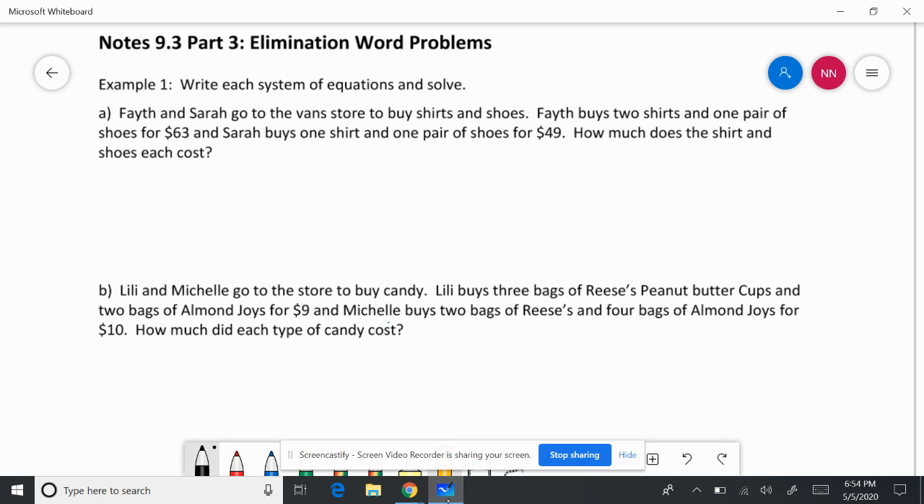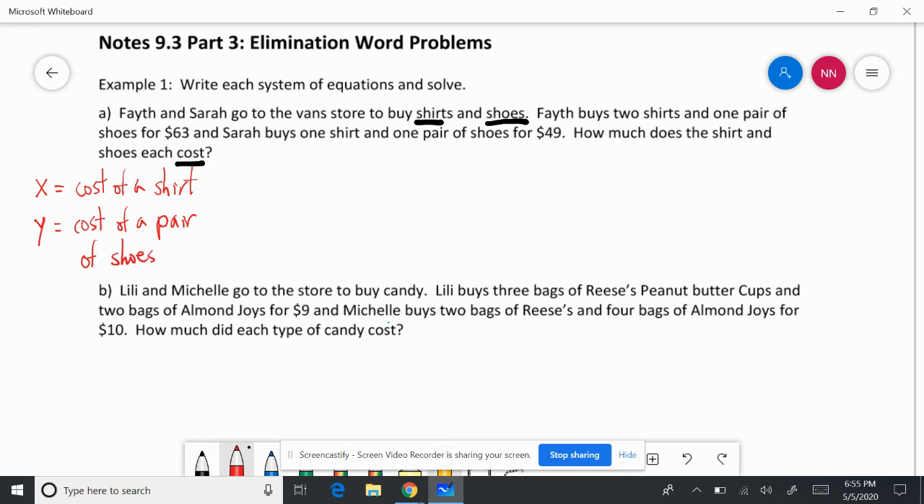So we have Faith and Sarah, and they go to the Van store to buy shirts and shoes. Notice that we're trying to find the cost. So what we're going to do is define x as equal to the cost of a shirt, and y is equal to the cost of a pair of shoes.